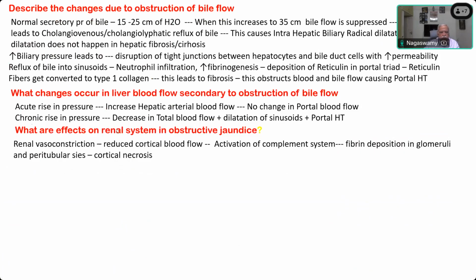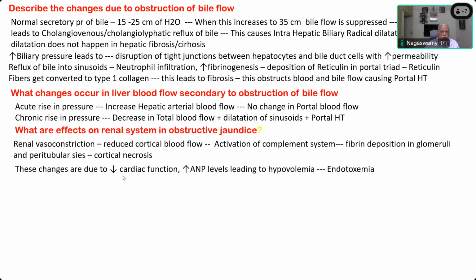Okay, so these are the pathologies that can happen in obstructive jaundice, and these changes may be due to decrease in cardiac function as well as increase in atrial natriuretic peptide levels leading to hypovolemia, and also endotoxemia can affect the renal function. So the pathology is slightly different from cirrhosis because endotoxemia also plays a role here, whereas in hepatorenal syndrome, it is mainly the afferent glomerular vasoconstriction, which causes the decreased cortical blood flow and filtration.